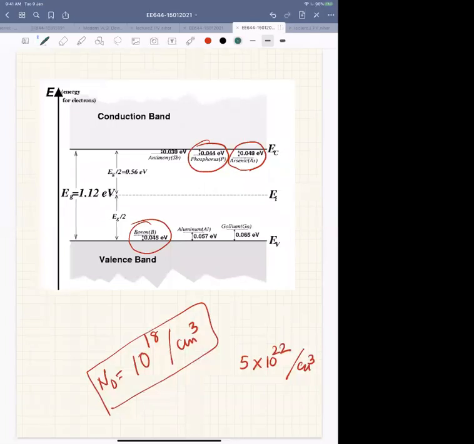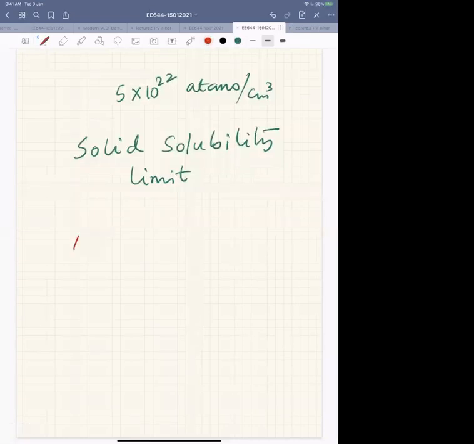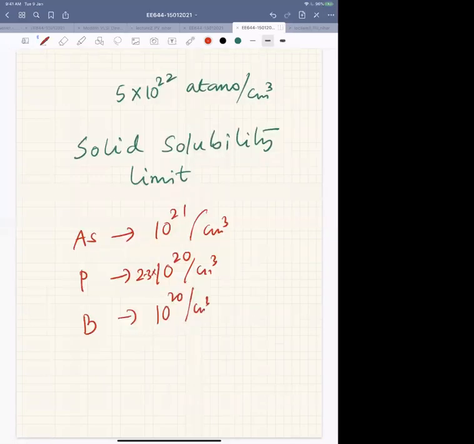When I talk about the solid solubility limit, with arsenic we could have a maximum doping very close to 10 to 21 per centimeter cube. That means for arsenic we could replace 10 to 21 atoms. Phosphorus is around 10 to 20 per centimeter cube, and boron is also around 10 to 20 per centimeter cube. We could not have boron more than 10 to 20; it's very difficult to have higher boron doping. 10 to 20 is very high doping, meaning we have already replaced that many silicon atoms by boron, but you cannot do more. Arsenic has a very high solid solubility limit, and that's the reason we could have very high n-type doping compared to p-type.